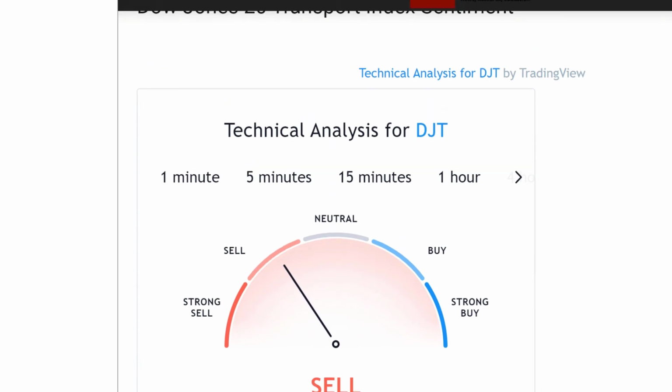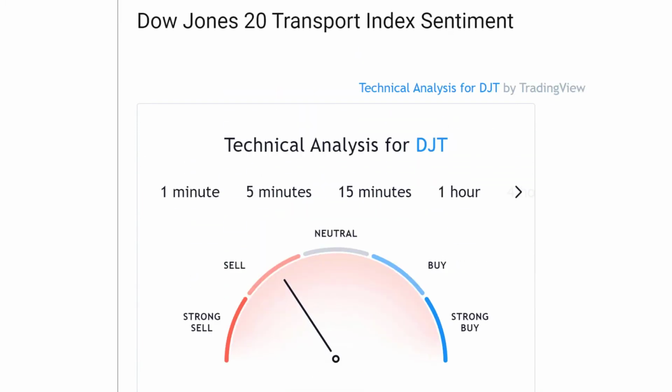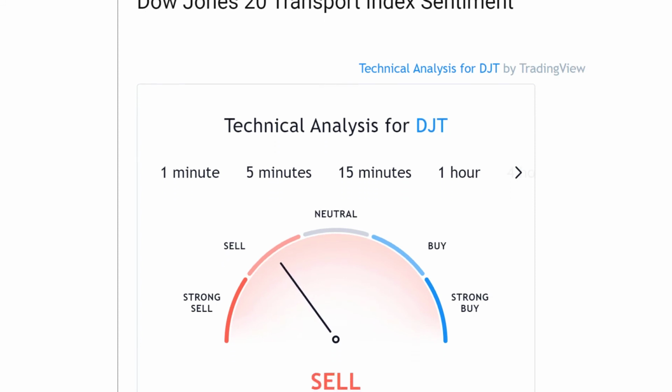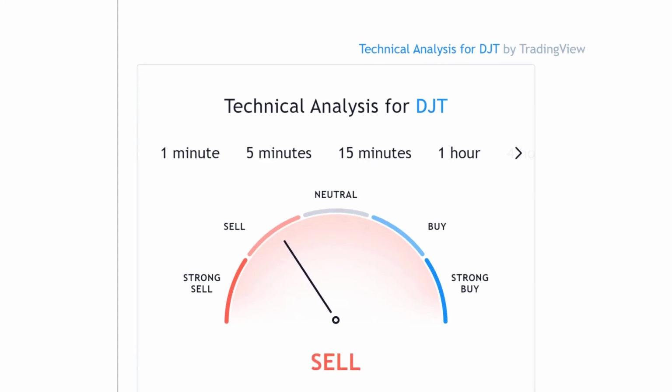And finally, the transport index. So here I've listed the Dow Jones 20, the transport index sentiment. So for those of you that understand Dow theory, being able to compare the DJ30 and the DJ20 is the core of Dow theory. So here we can see actually the transports are indicating a sell.